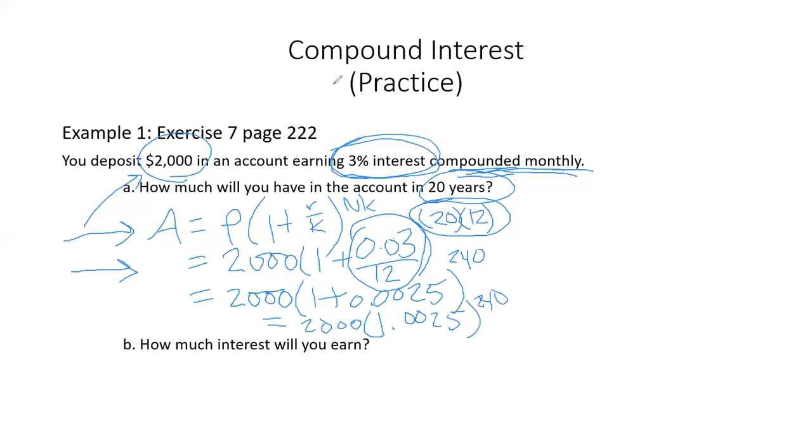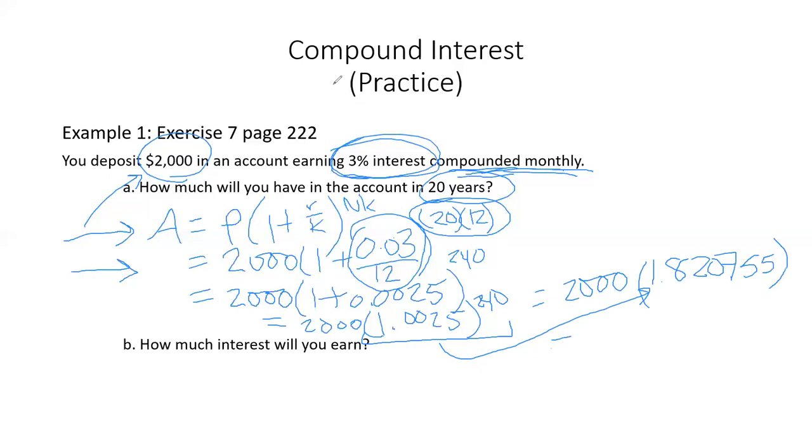to the 240th power. Common mistake here is people want to write this into their calculator all at once. Try, if you can, to always think to do this portion first. So in your calculator, find 1.0025 raised to the 240th power. We should have 2,000, and then here in the parentheses now, or this part simplified, should be 1.820755.